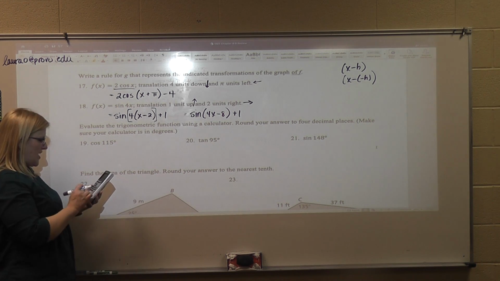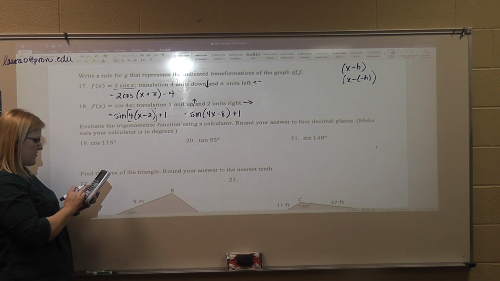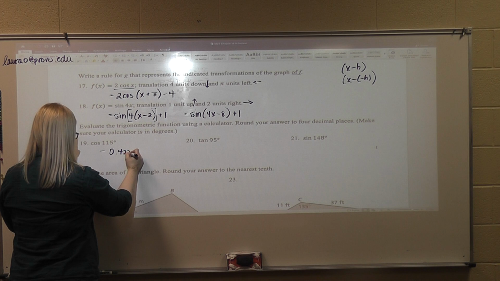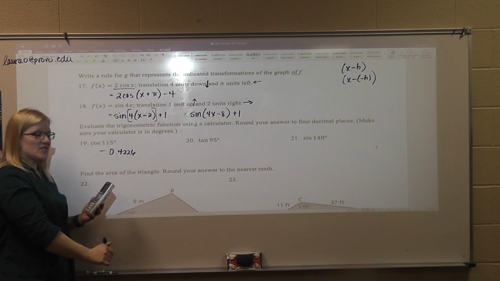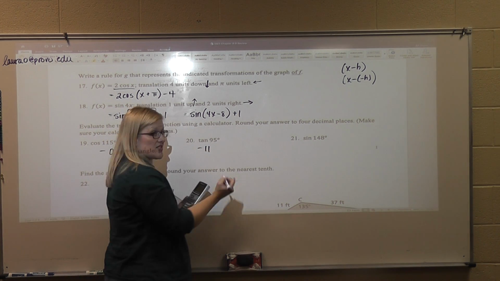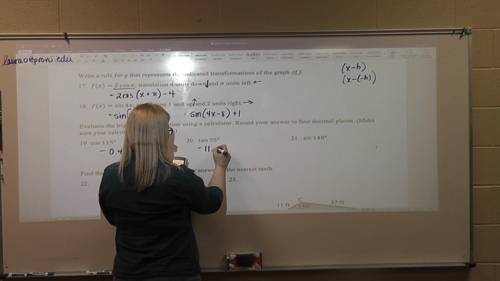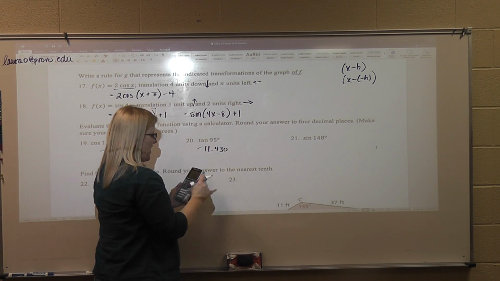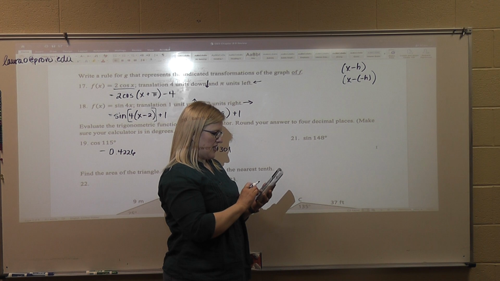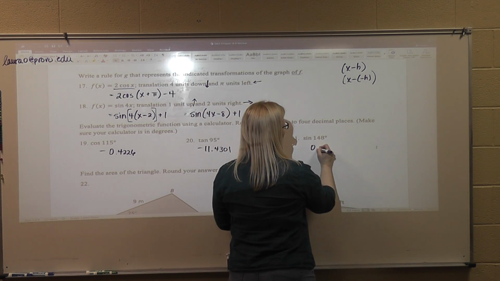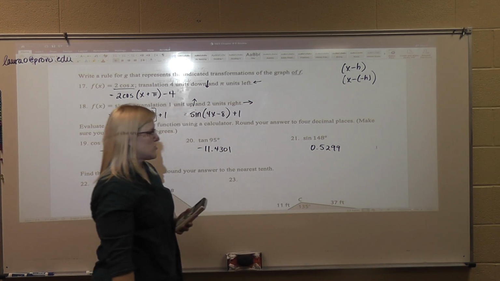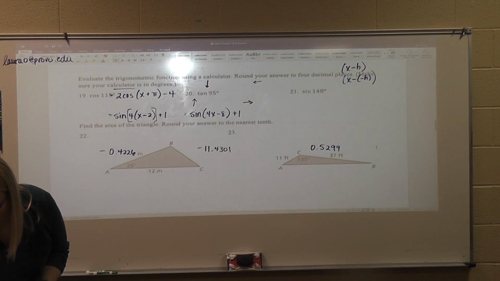Okay, so if I just plug in cosine of 115, I get negative 0.42261, so it rounds to a 6. Okay, tangent of 95 is negative 11, wow, that seems really big, 11.430, and then it's 0.5, so it would round to a 1. And sine of 148 is 0.52991, so it would round to there. All right, pretty easy, I hope.